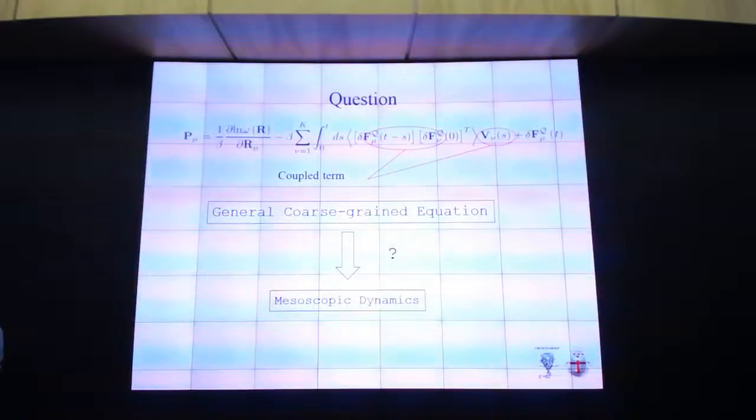Are you allowing for a state-dependent kernel? In other words, my current configuration. Yes, and we'll get to that. That's the interesting part. That's the juicy part.